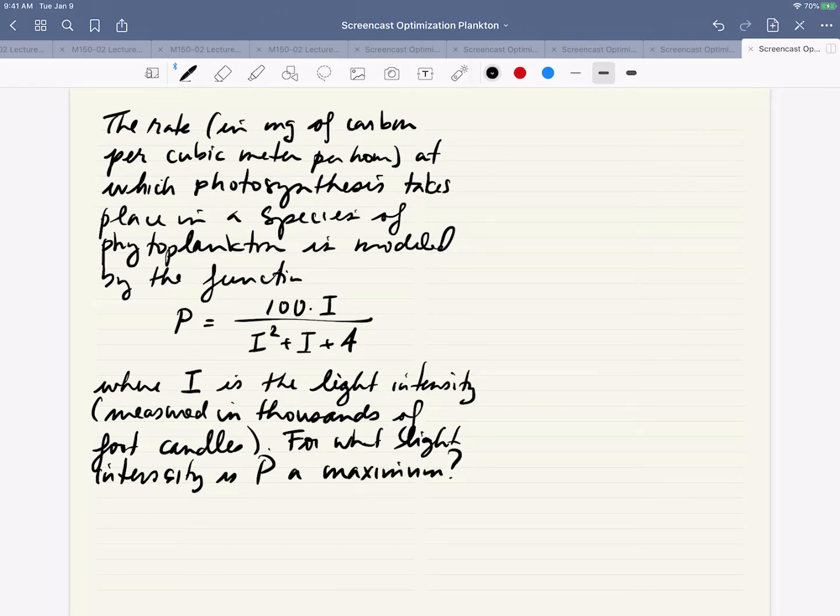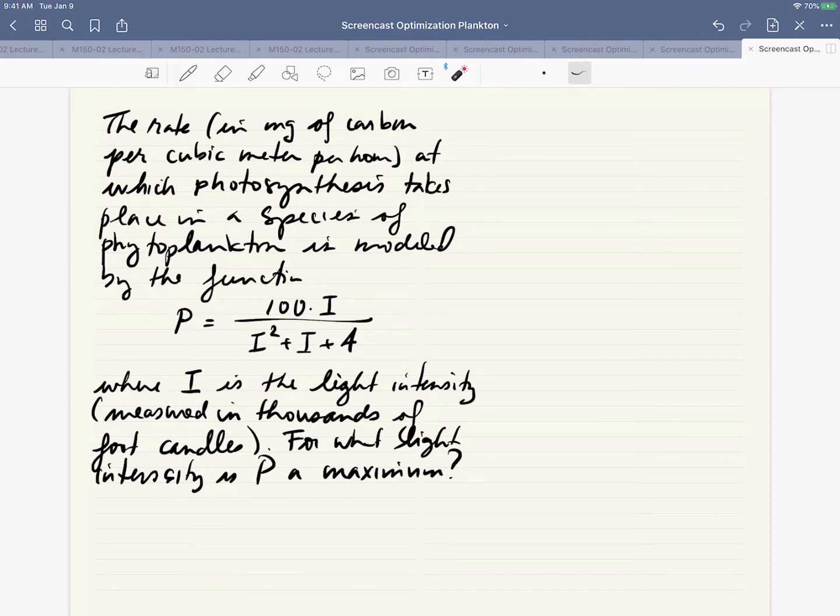This is the problem statement. It's pretty involved, lots of words, lots of units. You read it and it's easy to get lost, but remember, you're always asking the question, what is this question asking me to do? And usually the question's at the end, right? And it's stated as a question. For what light intensity, that's I, is P a maximum? Oh, so we're looking for a maximum. The problem lays it out there. We're maximizing this function P.